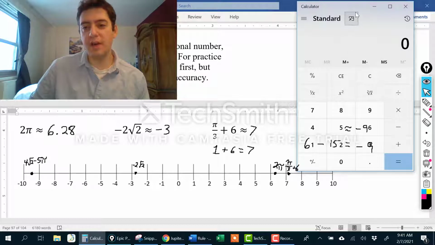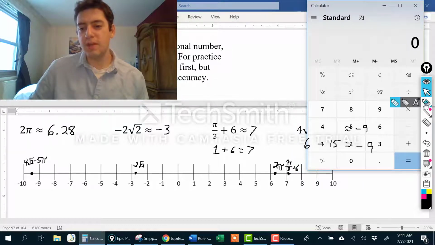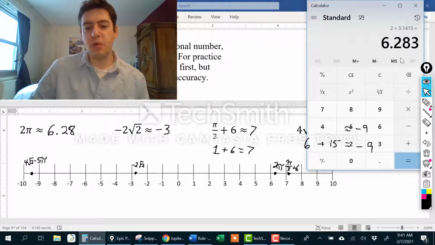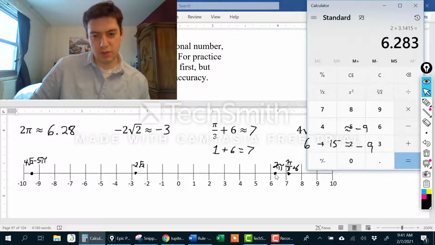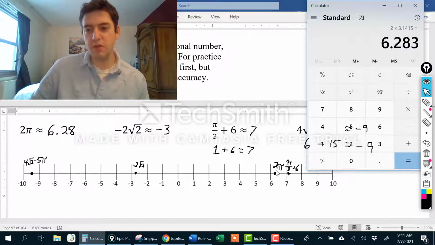So 2 times pi, let's see how good our mental math was. This doesn't have a pi button, I'll just use 3.1415. So 6.28. We put it over here on the number line, so that was pretty good.